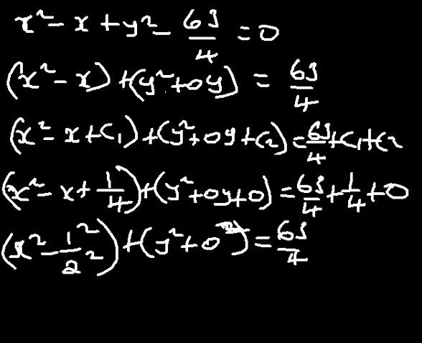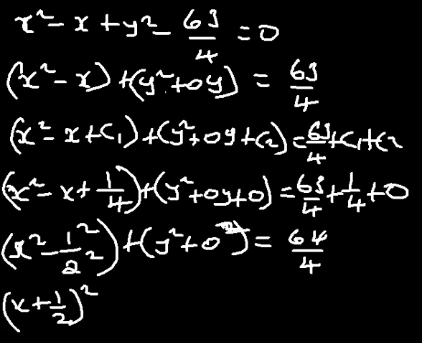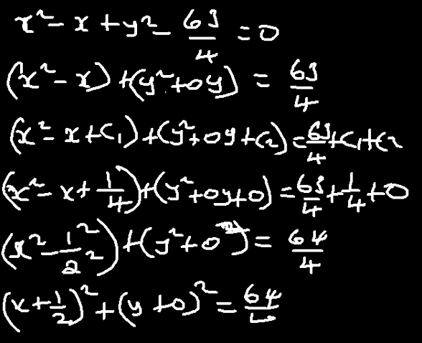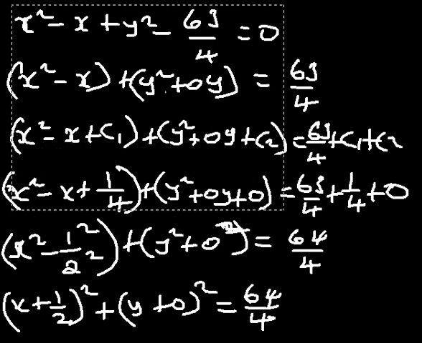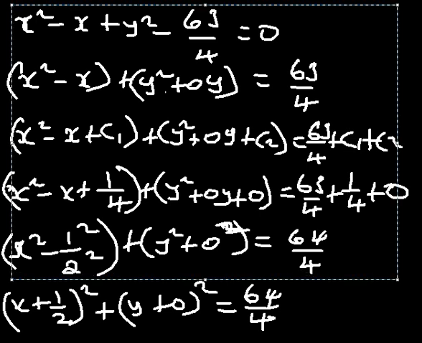No, I should have added those. So in this case we'll have it in this way. So we have 64 simply over 4. So now x plus 1 over 2 to the bar 2 and plus y plus 0 to the bar 2, which is equal to 64 over 4. What is the center as well as the radius of this shape?